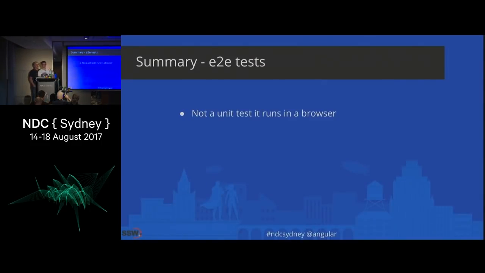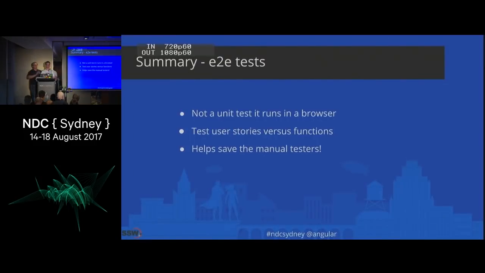So in summary, they're not a unit test. They run in the browser, and they usually test a much broader user story. Your motives for writing an end-to-end test are going to be very different than testing a function. And they help save a lot of manual testing. You can imagine you can automate a lot of this across multiple browsers, and for regression testing and large code bases, they can be super invaluable.